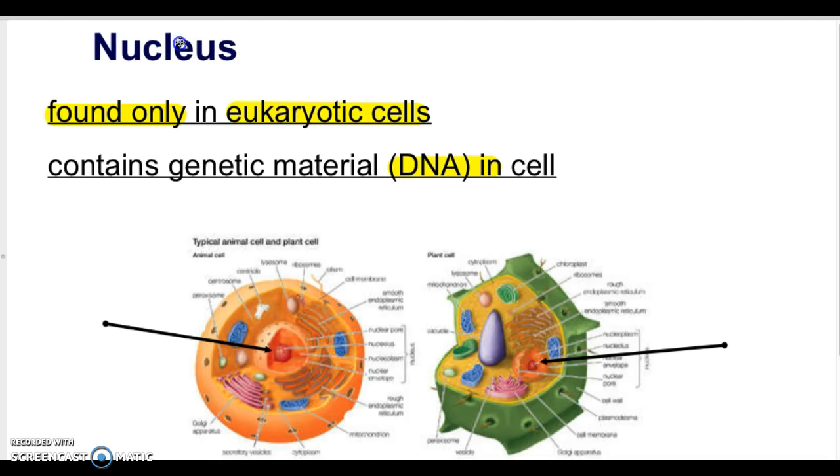The nucleus is found in all eukaryotes, and that's what makes a eukaryote a eukaryote: there is a nucleus inside of the cell. The nucleus's main job or function is to keep the DNA safe. It contains all of the genetic material that the cell has.